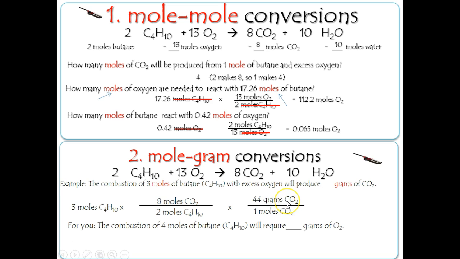Where did that come from? 12 for the carbon, 32 for the pair of oxygens, totaling up 44. Punch it in. Cancel your units. 528 grams of carbon dioxide.